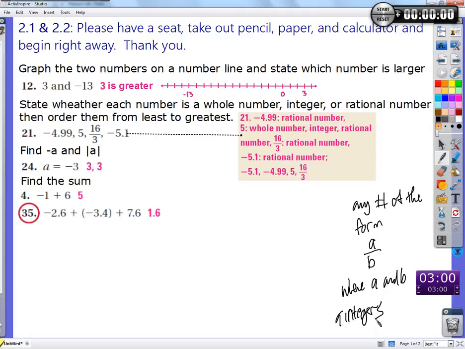Whole numbers being not decimals, not parts of numbers, not fractions, in the sense that we usually think of fractions. Numbers like negative 1, negative 2, 0, 1, 2, those ones that are not partial numbers, they're complete numbers, and they can be negative or they can be positive. That's what integers are. So any integer divided by another integer, as long as the bottom integer is not zero, makes a rational number. Okay, so let's say negative 4.99 is a rational number, but I don't see a fraction. I don't see one number divided by another.